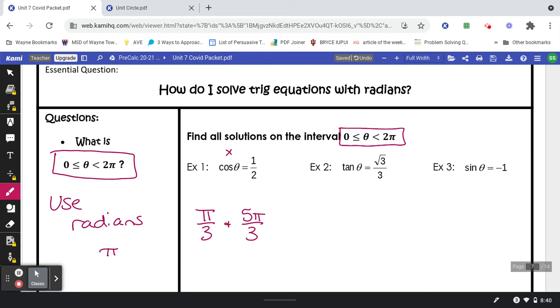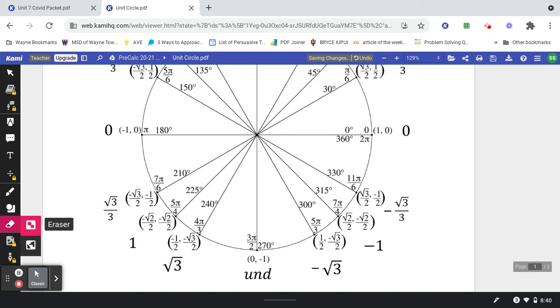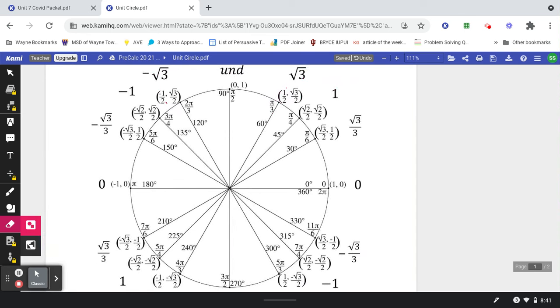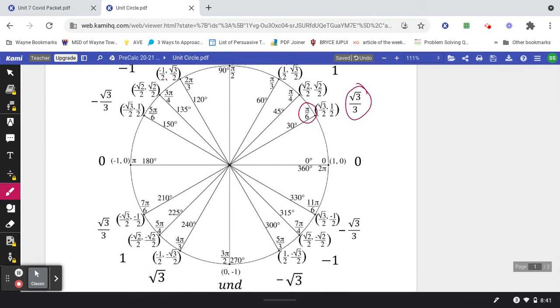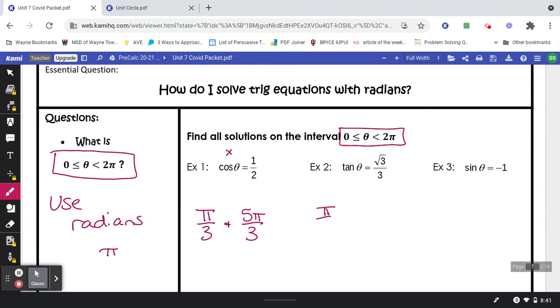Example number 2 is your tangent. Remember, tangents are the far outside values. So we're looking for anywhere where tangent is radical 3 over 3. So back to the unit circle. Radical 3 over 3 happens right here, pi over 6. And down here, 7 pi over 6. Pi over 6 and 7 pi over 6. A lot of these are going to have two answers, but not all of them.